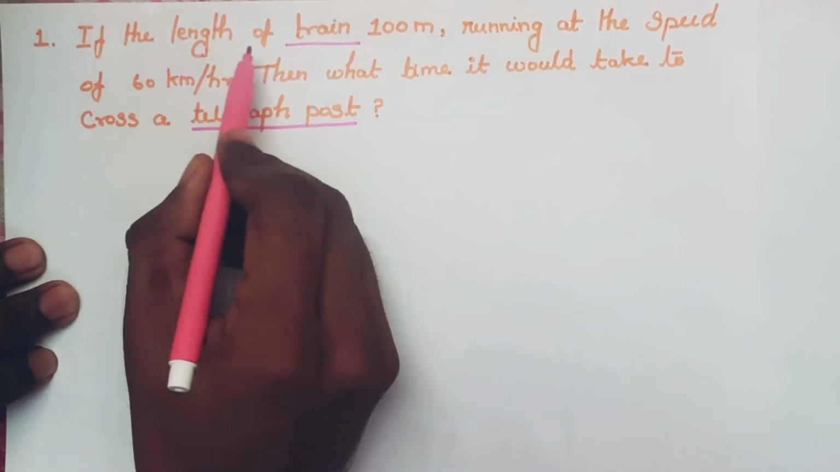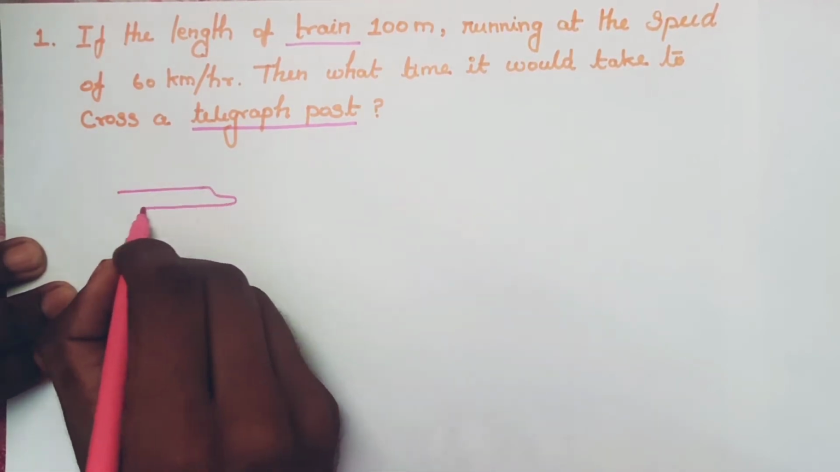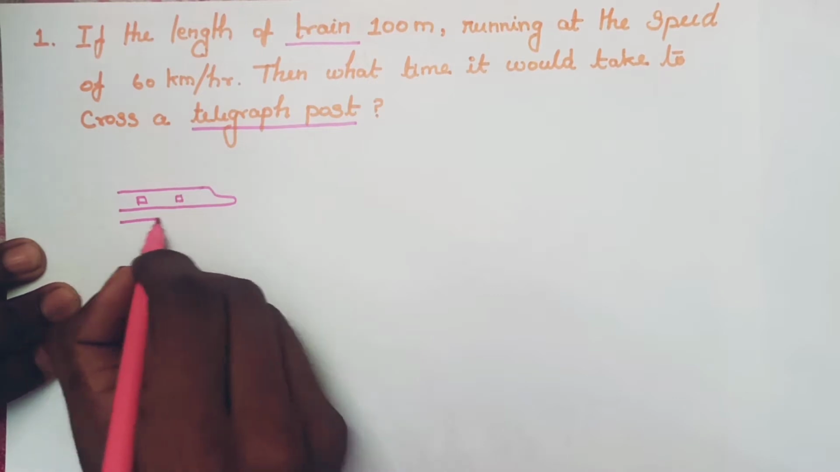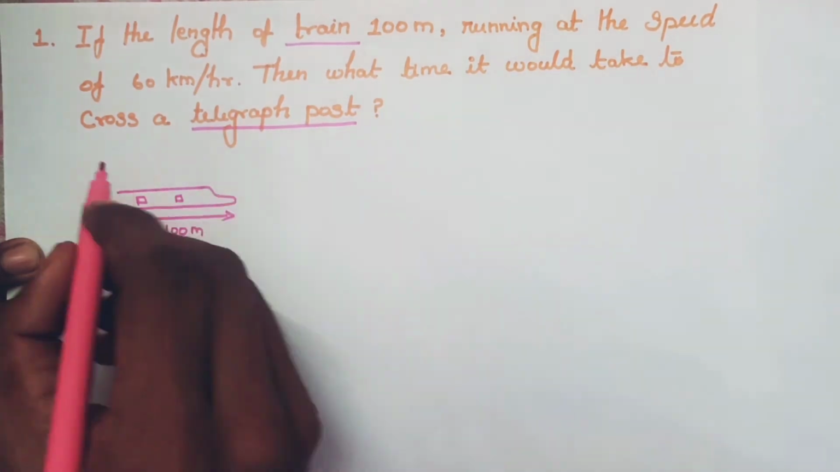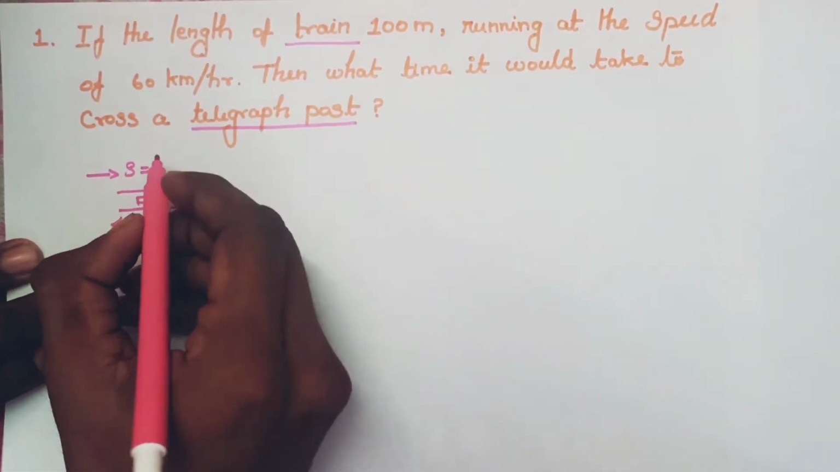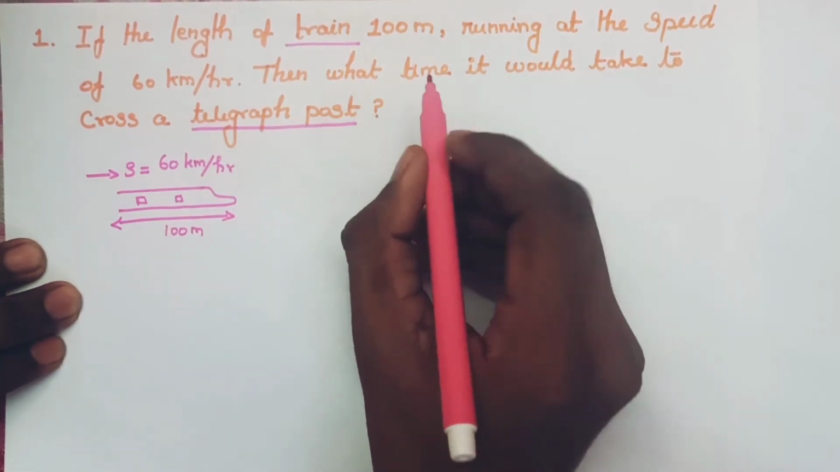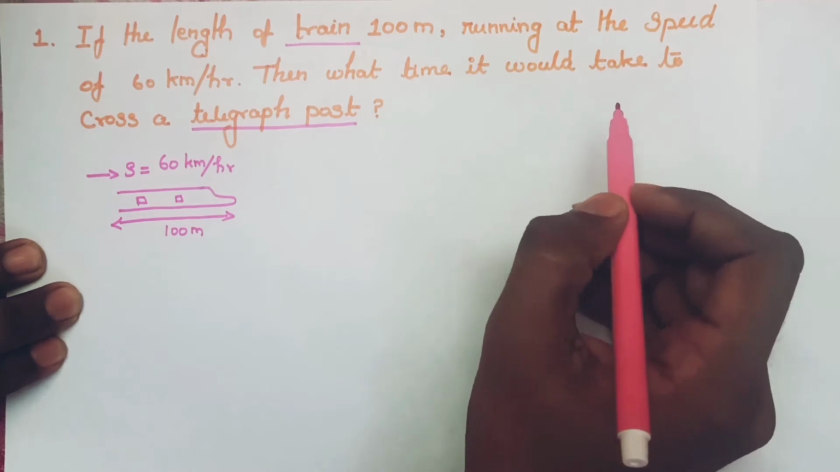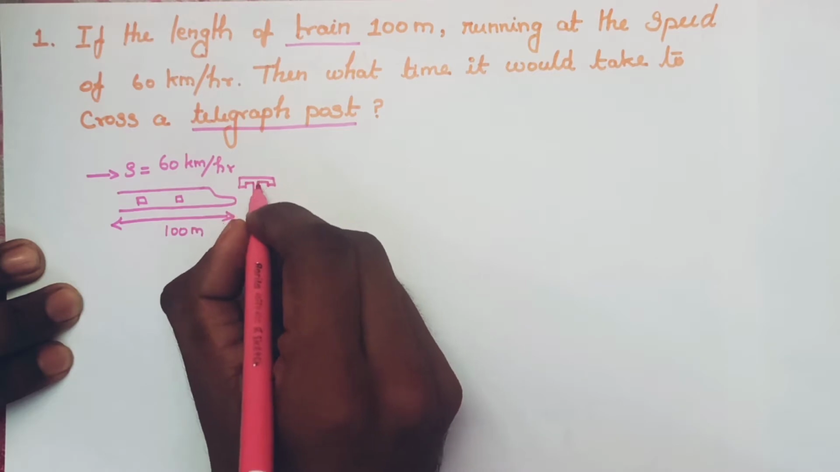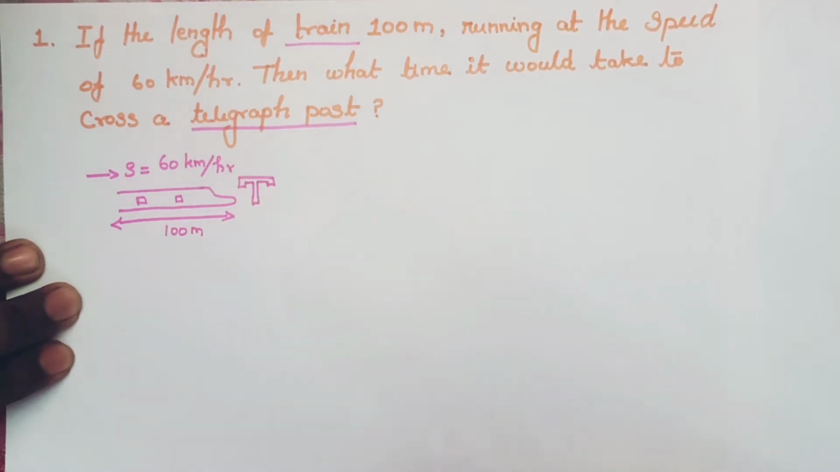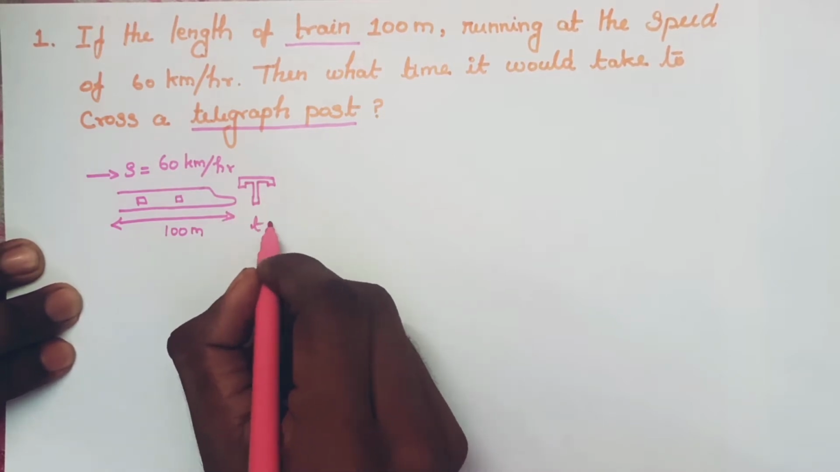First, the train length is 100 meter, running at a speed of 60 km per hour. Here the speed of the train is what? 60 km per hour. Then what time would it take to cross a telegraph post? Here, you just consider this as a telegraph post. Then what time the train takes to cross this telegraph post, you have to find it.